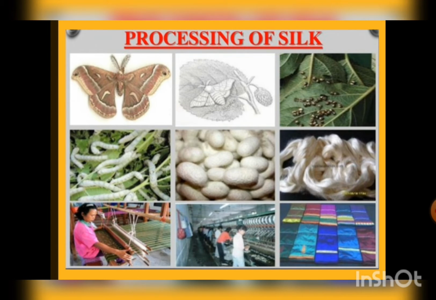Okay, this is the process of silk, how it is processed. The female silk moth lays eggs, then eggs develop into the larva, into the cocoon, and from the cocoon the silk fibers are obtained, and then they are processed in the industries, and the silk is ready.